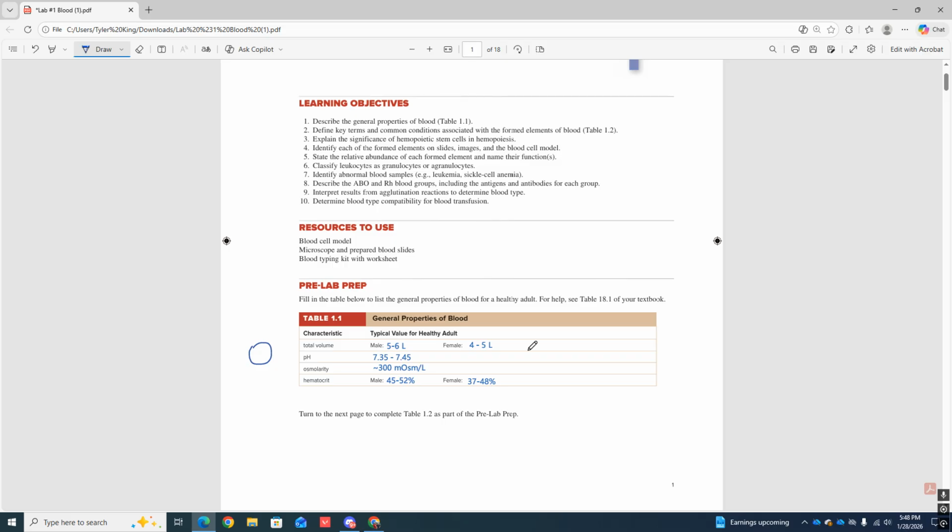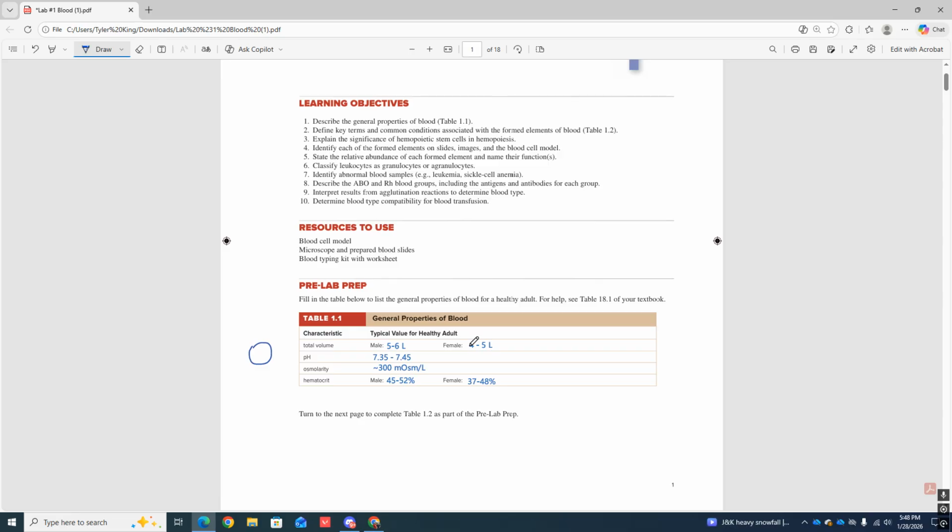Males typically run a little higher just because they're typically a little bigger in size, a little taller, with a little more muscle mass and more fat. So they typically have a higher blood volume: about 5 to 6 liters. Females about 4 to 5 liters because of this. But pH values across both sexes are about 7.35 to 7.45.